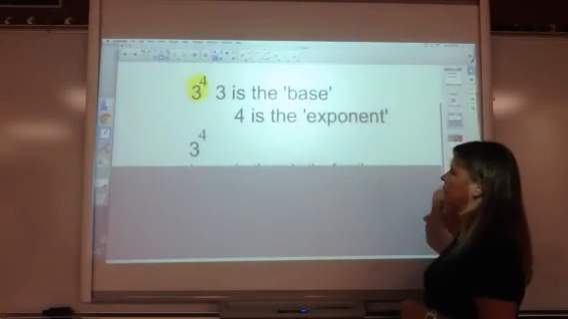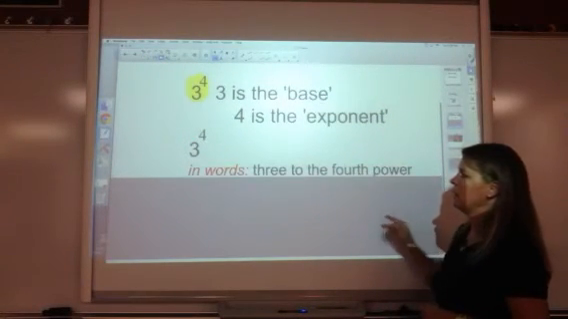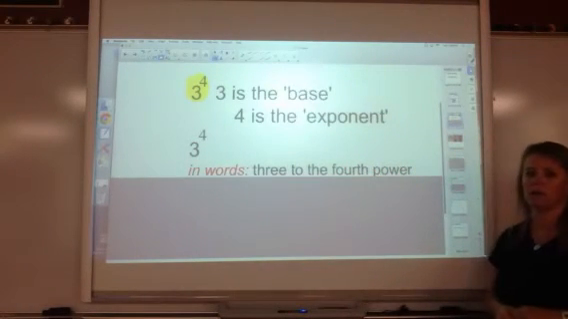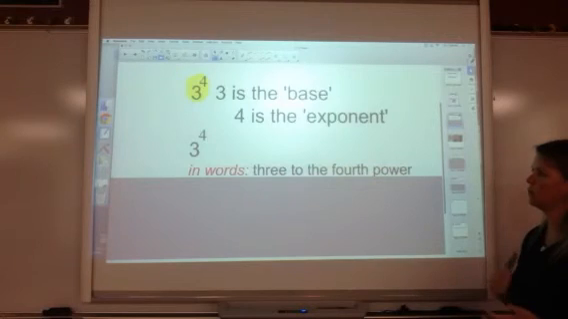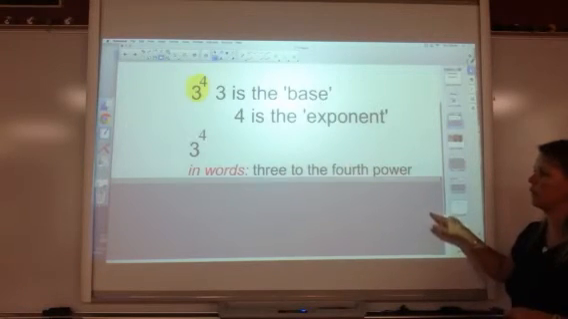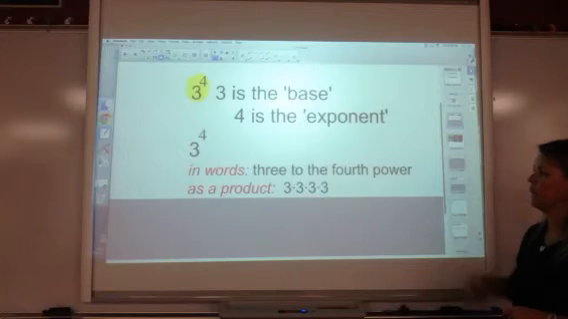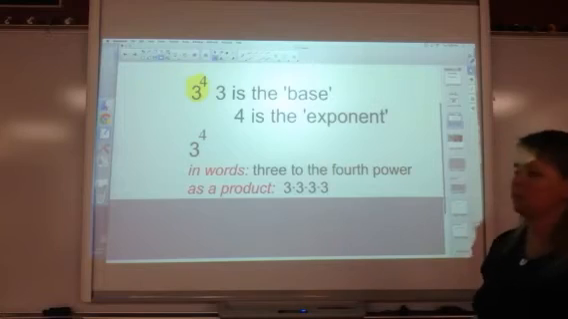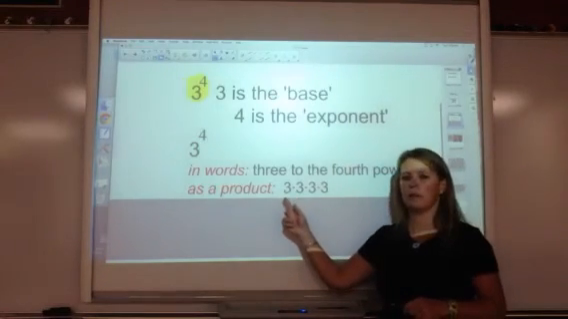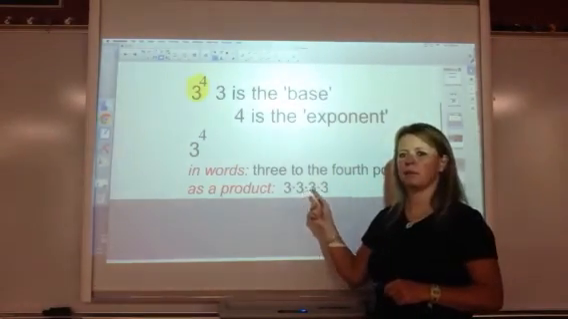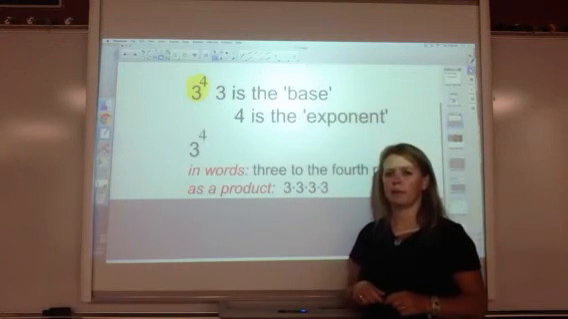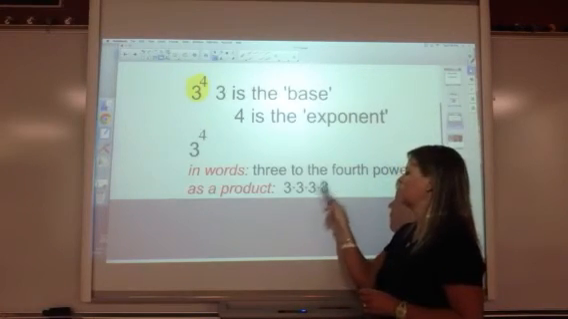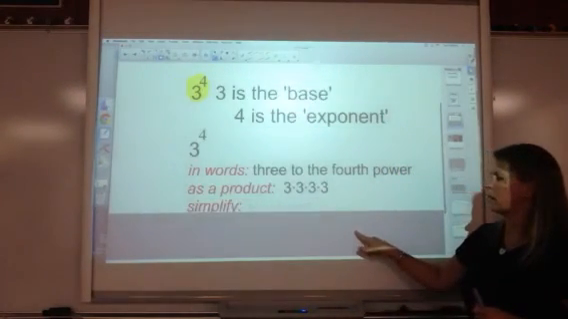If you're asked to do the problem 3 power 4, and they tell you to write it in words, you would write 3 to the 4th power. Go ahead and get that in your notes so that you know you're supposed to write 3 to the 4th power. If they ask you to write it as a product, product means representation of multiplication. The product would be 3 times 3 times 3 times 3. That's what you're looking for. Again, we do not put an x between them because it looks like a variable.